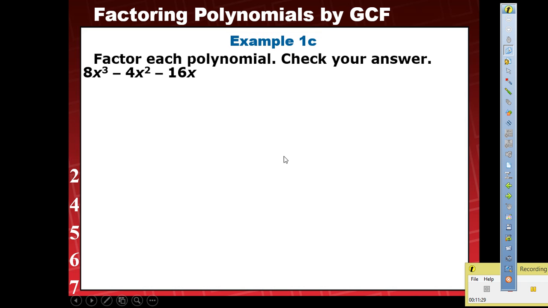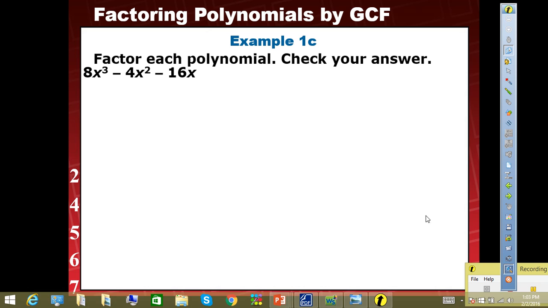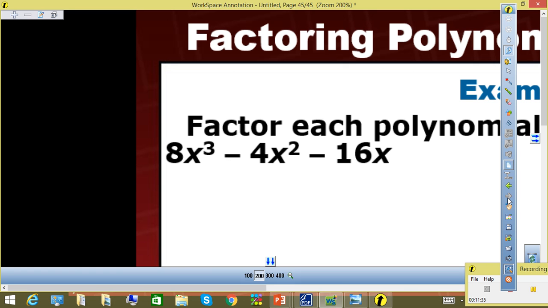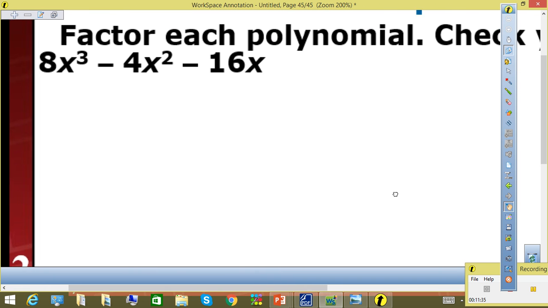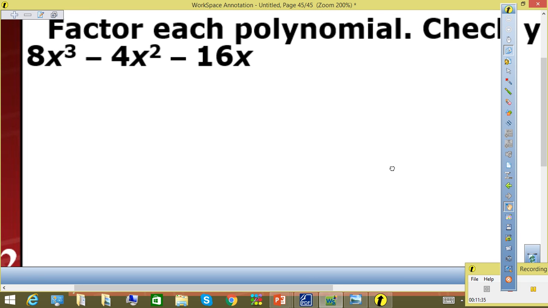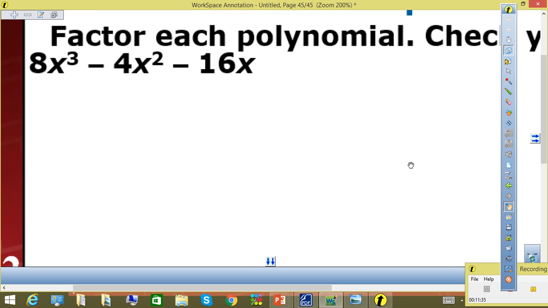Example 1C. See if you can do this one by yourself. Here we go. Example 1C, 8x cubed minus 4x squared minus 16x. Find me the factors, please. And if you notice, instead of being 2 terms, now it's 3 terms. So it's the same process. See how you do with that one. Go.